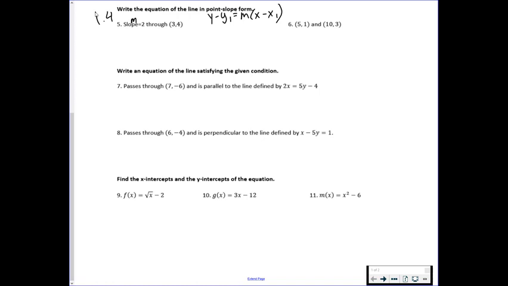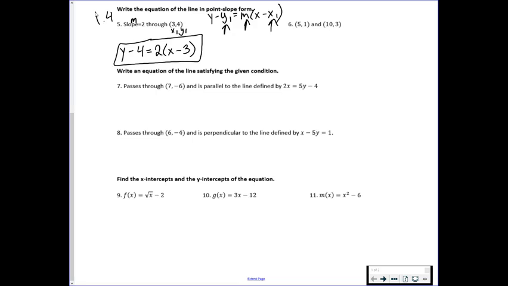My slope in the first one is m equals 2, passing through the point 3 and 4. So here's x1, here's y1. Now I'm just going to plug it in. Y minus my y1, which is 4, equals my slope, 2, times x minus x1, which is 3. So you plug in your slope and the x1 and y1 from your ordered pair, and that's all you have to do. Because I said point-slope form, you can just stop there and that's good enough. Let's do the next one.